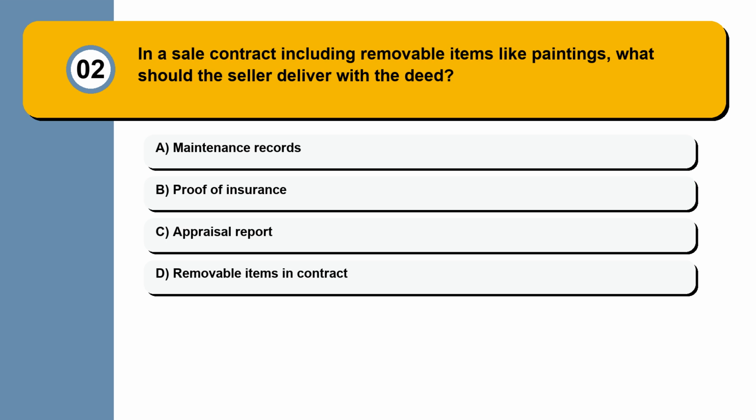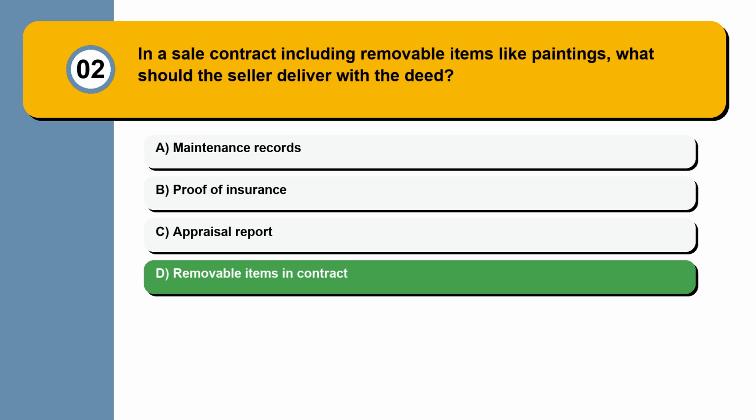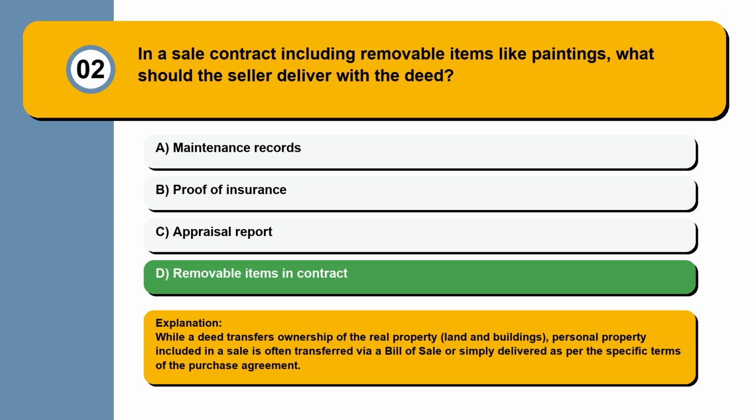Question 2. In a sale contract including removable items like paintings, what should the seller deliver with the deed? Maintenance records, proof of insurance, appraisal report, removable items in contract. While a deed transfers ownership of the real property, land and buildings, personal property included in a sale is often transferred via a bill of sale or simply delivered as per the specific terms of the purchase agreement.